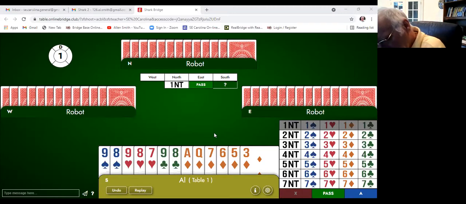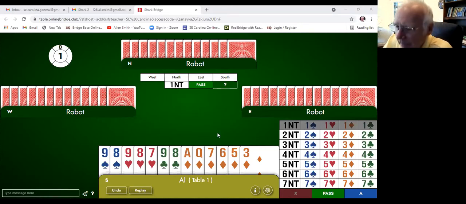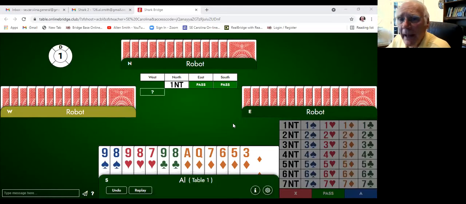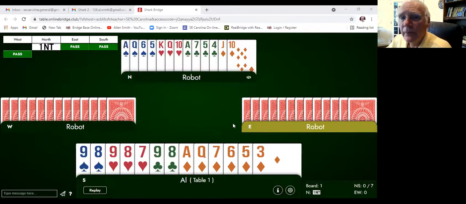Now, because we've got the majority of the high card points, we want to play this hand in no trump. We don't want to play it in diamonds because 7 tricks are a lot easier to make than 9 tricks. So what we're going to do in this particular hand is go ahead and pass. And the opponent's going to pass.